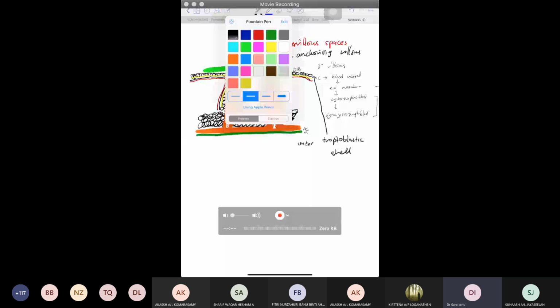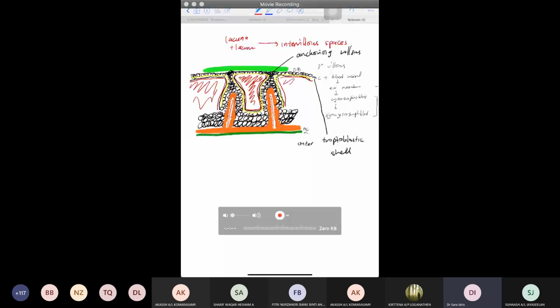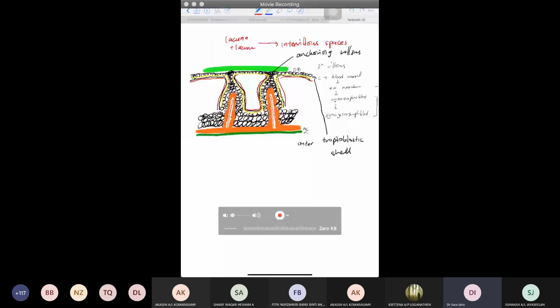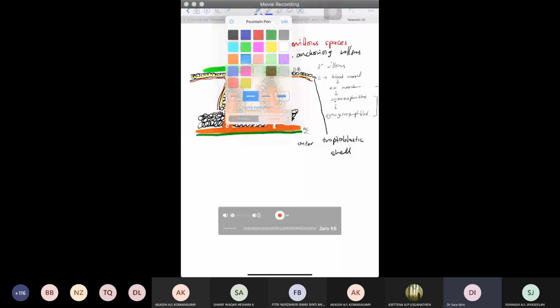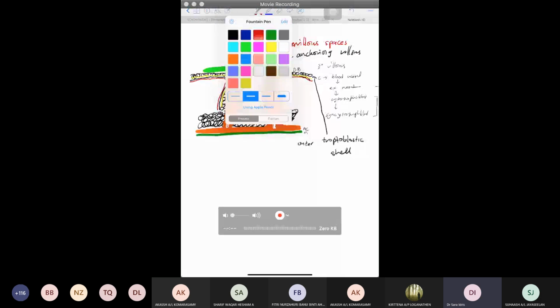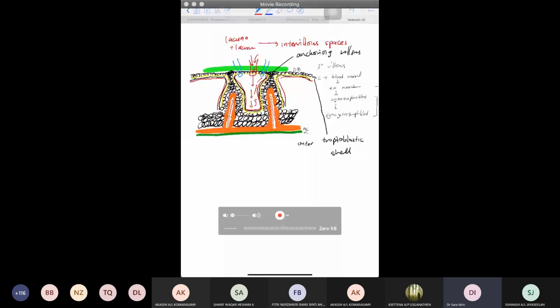Okay, so the intervillus spaces, you can imagine, are going to be filled by the maternal blood. All right, so how does that happen? Previously, you already have the spiral arteries that will be eroded from the maternal side, and they will open up into your intervillus spaces. So all the blood from the mother, the maternal blood, will go into the intervillus spaces, and you also erode the veins as well. So all the blood that goes inside will also go back outside.